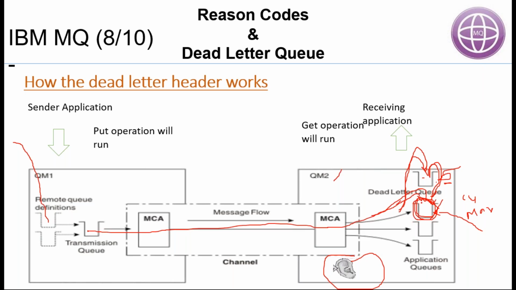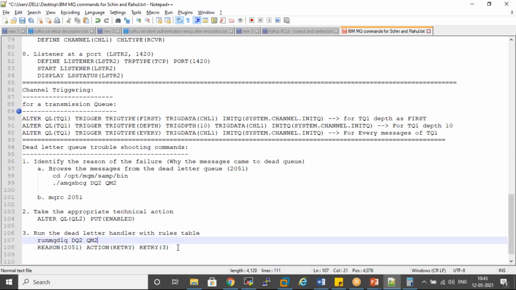So, for example, this queue has a max depth of, let's suppose, 5,000, and the queue has already reached a depth of 5,000. Now it's a queue full situation. Whenever the 5,001st message tries to enter this local queue, it cannot enter because the queue is already full. So that message will also be routed to the dead letter queue. At that time, the reason code is going to be 2053.